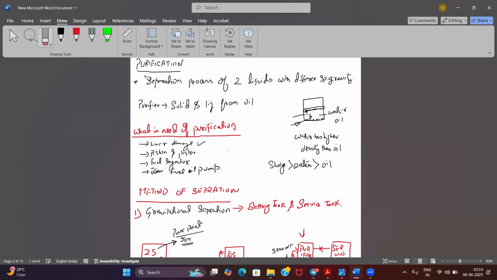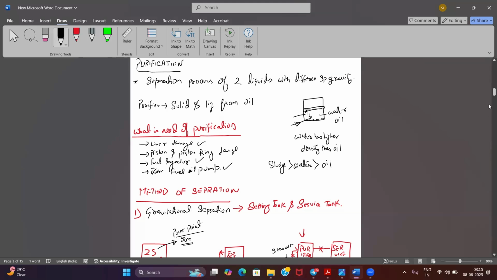Piston and piston rings might get damaged if this water is allowed, or if the sludge is allowed to go inside through my injectors and my pump. So these can get damaged. Even my fuel injector and fuel pump components are going to get damaged if I don't purify the oil. That is why it is very important to do the purification process and to remove the water content and the solid contents from the liquid.